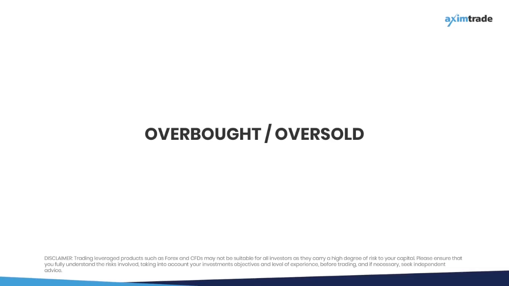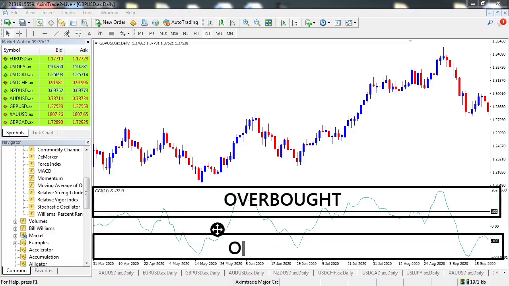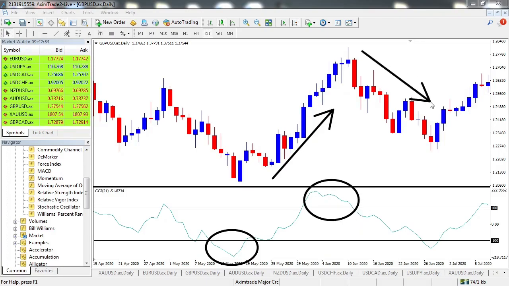Overbought and oversold. The most common CCI trading strategy is to look for overbought and oversold extremes. This means that traders buy when the CCI indicator falls below negative 100, oversold, and sell when the CCI indicator rises above plus 100, overbought. The logic behind this strategy is that when the market rallies too much, it's more likely to make a pullback. On the other hand, if the market falls too much, it's more likely to make a bounce.